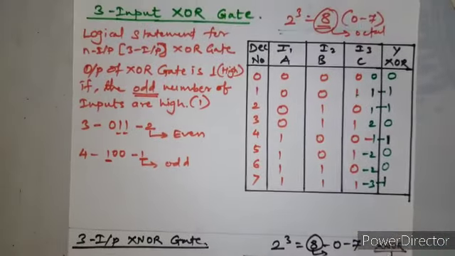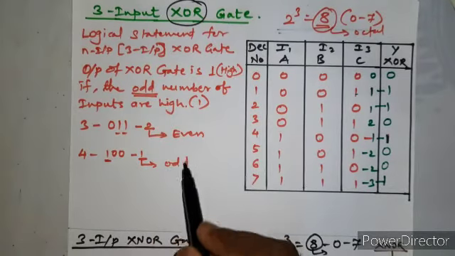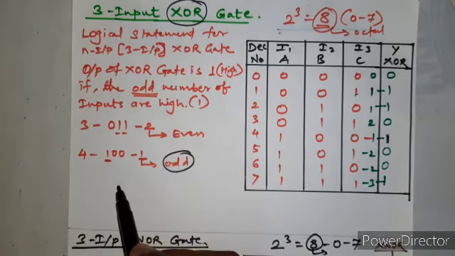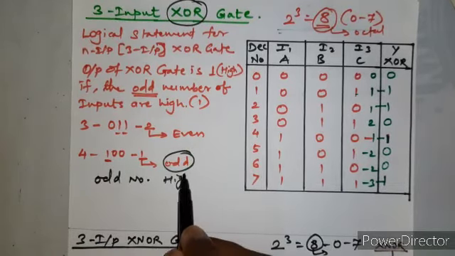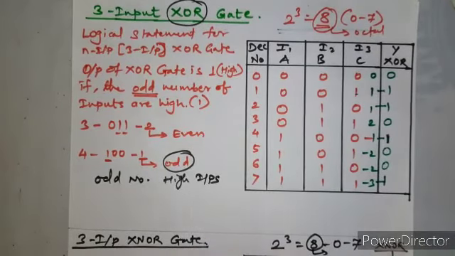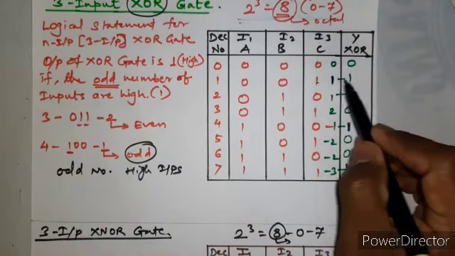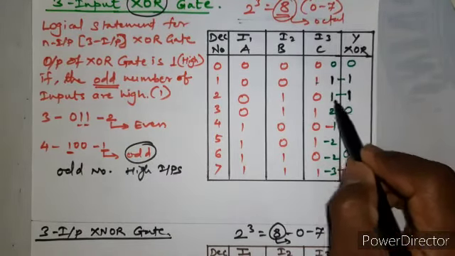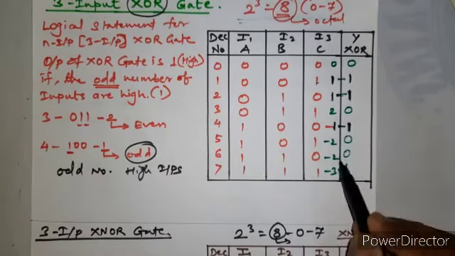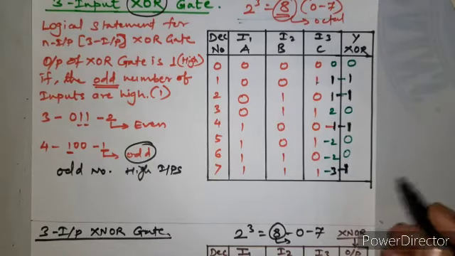Now if you recall, for the XOR gate we had seen that for an odd number of high inputs, the output is 1. So here, this 3 is odd, that is why we had this output 1.